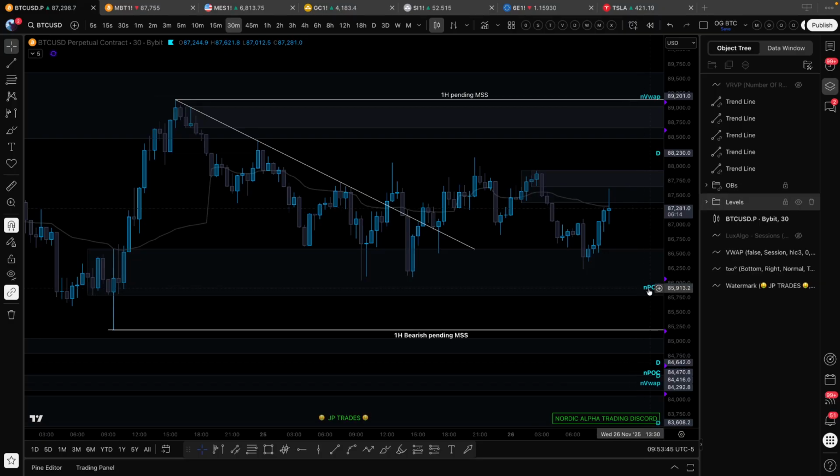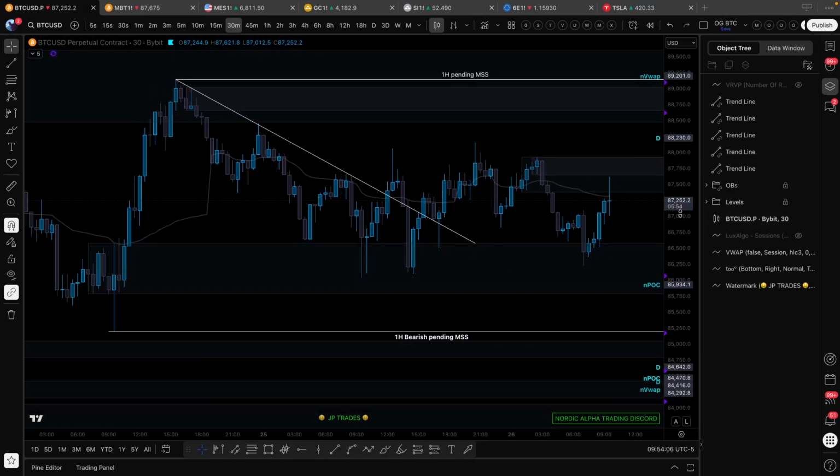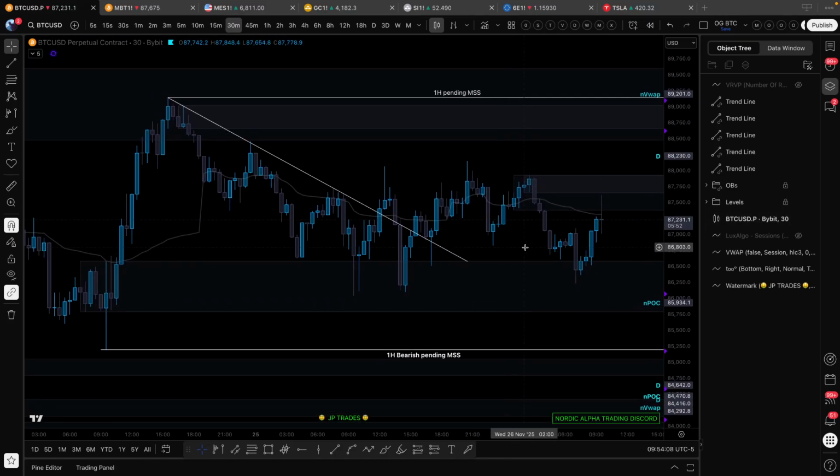We did not come down and take this negative point of control out just yet. So this still remains, and I'm still kind of wanting to come down here to take that out, but we'll see what happens. I have a long from this morning, still in profit, and the trade has been de-risked. Stop loss is above, in profit.